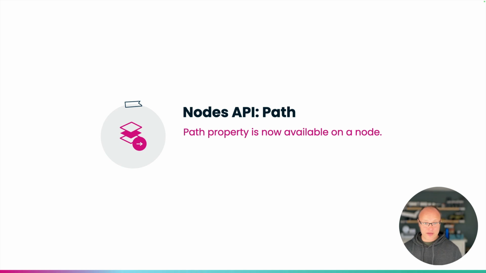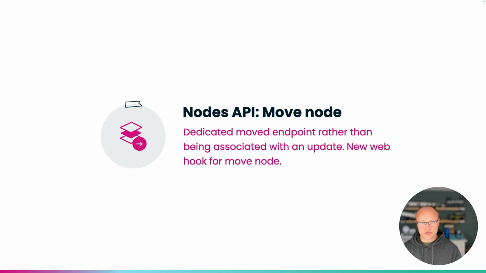Whilst we've been re-implementing the Nodes API, we recognise the need to be able to get the full URL path on a node, and that's now available. We've also introduced a new move endpoint, the ability to update where those nodes are placed. And alongside the new move endpoint, we've introduced a new webhook so you can understand when a move has been triggered.